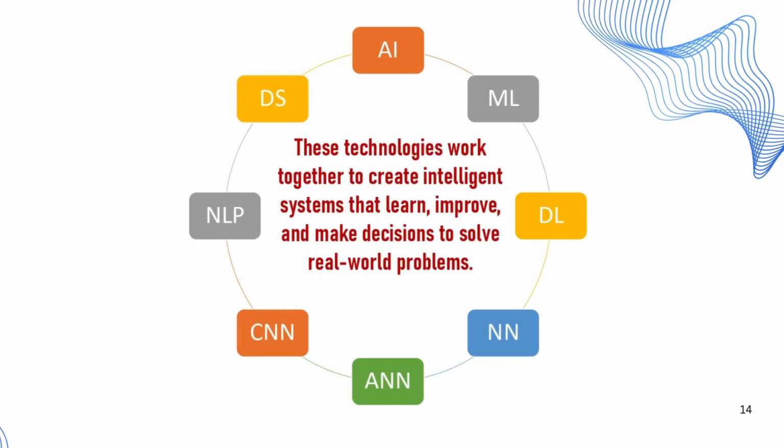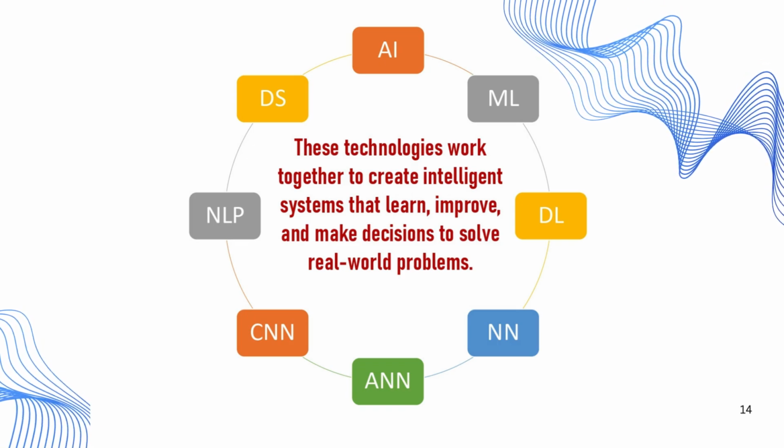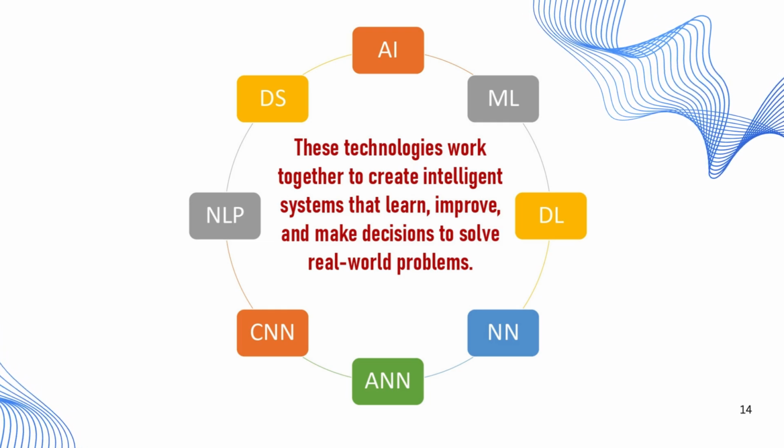Now, when I talk about all these terms like artificial intelligence, machine learning, deep learning, neural networks, artificial neural networks, convolutional neural networks, natural language processing, and data science, all these technologies work together to create intelligent systems that learn, improve, and make decisions to solve real problems.